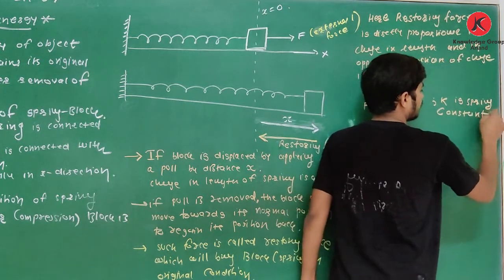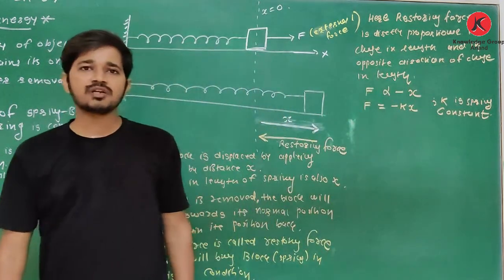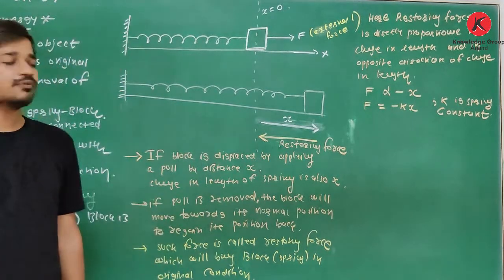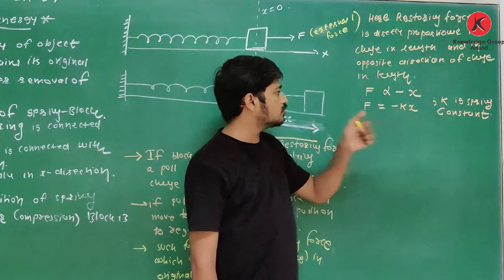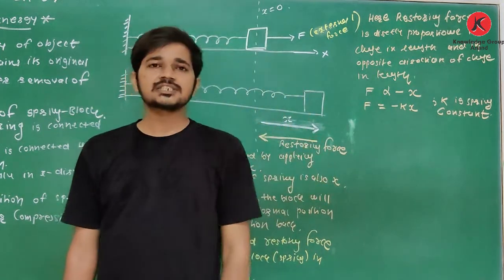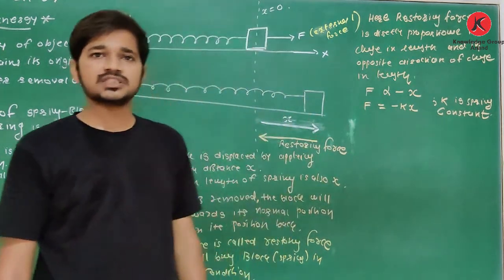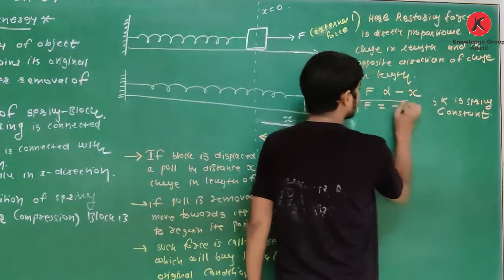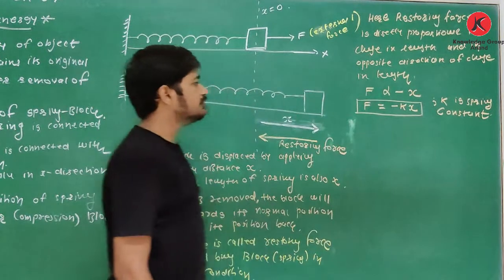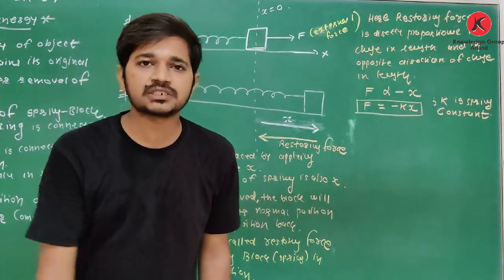Okay, that you have to remember. And its value depends on the given material. F is proportional to minus x. F is equal to minus kx. K is the spring constant. Clear about this? So yes, it is the equation of restoring force that you have to remember. F is equal to minus kx.